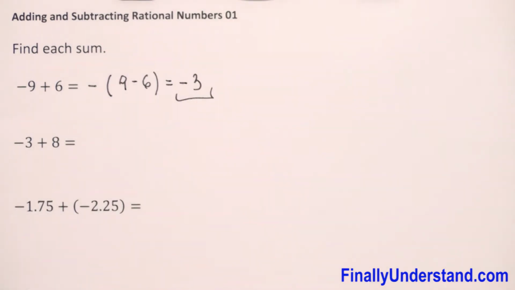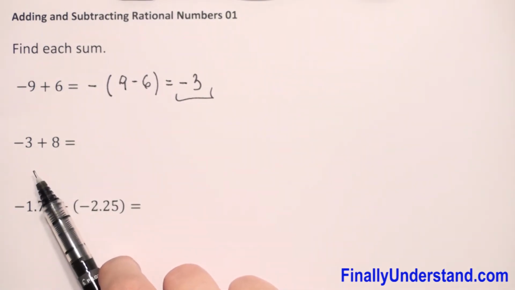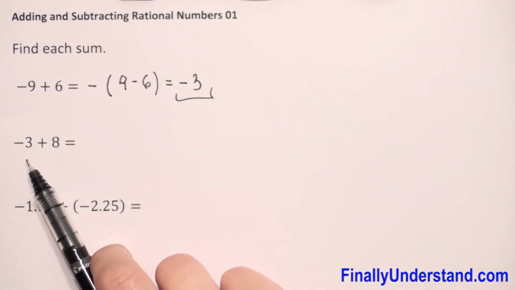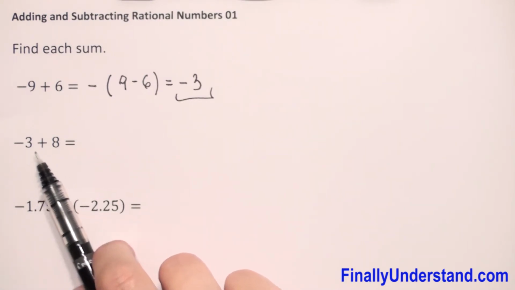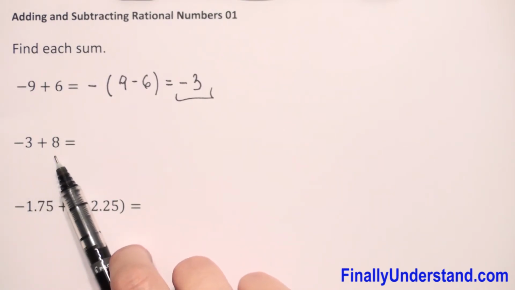Next example, we have again two integers. One is negative, one positive. So we have to use the same rule. We check which of these two numbers is greater. We have 3 and 8. We forget about the negative sign. So 3 and 8. 8 is greater.